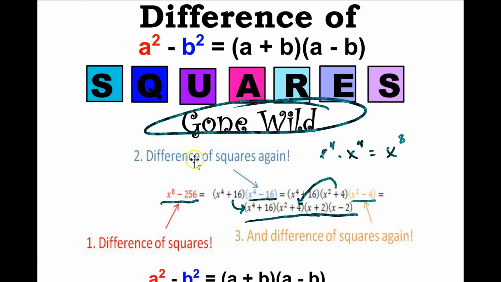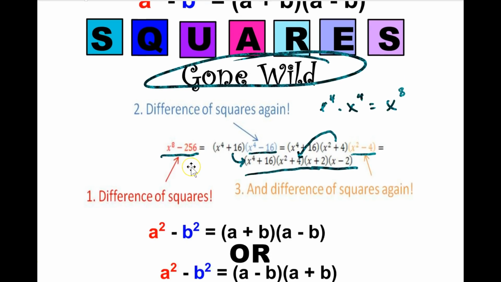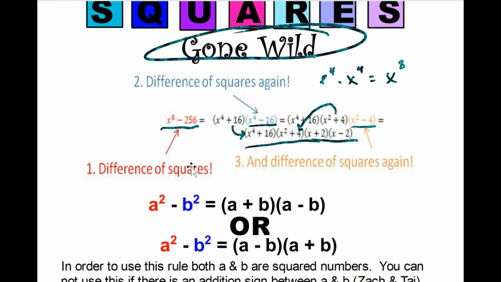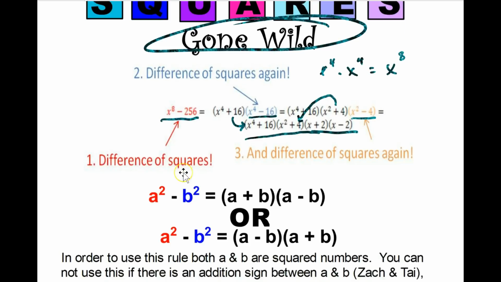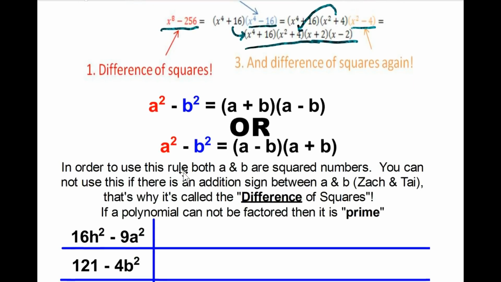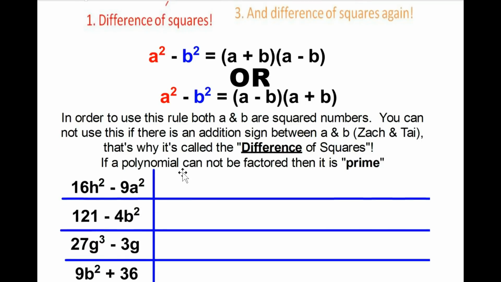So let's go back to the basics, because I see some of y'all about to lose y'all mind. But it's not gonna be that hard, because all you gotta ask yourself is, is this the difference of squares? And when you ask yourself that, you'll be fine. So last year, it says, in order to use this rule, both A and B are squared numbers, or squared terms, because they're not always numbers. You cannot use this if there is an addition sign between A and B.